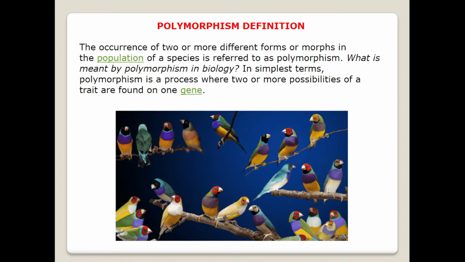We can always meet polymorphism in our usual life. If you look at these pictures, you can see many different colors of these birds. The occurrence of two or more different forms or morphs in the population of a species is referred to as polymorphism. What is meant by polymorphism in biology? In simplest terms, polymorphism is any process where two or more possibilities of a trait are found on one gene.